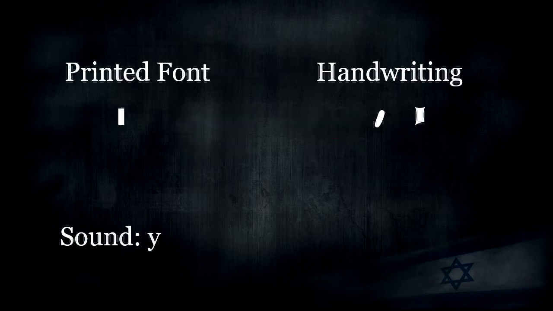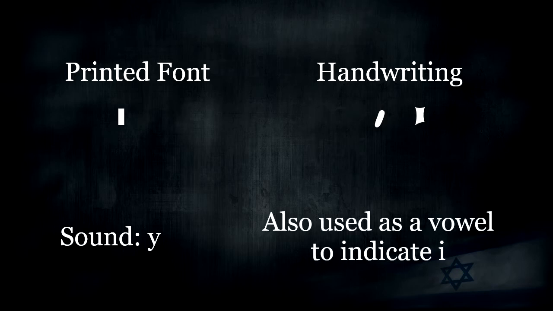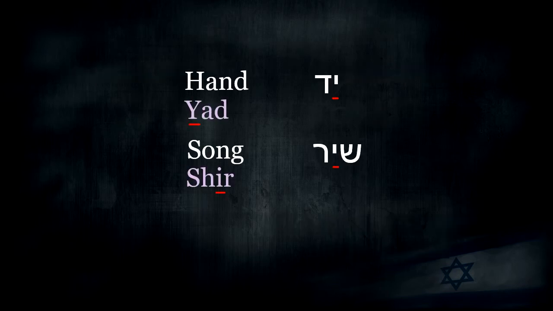Yud. It makes the sound of Ya. Also used as a vowel like I in English. For example, Yad. That means hand. Shir. That means song. Here Yud represents the vowel I, like in English.